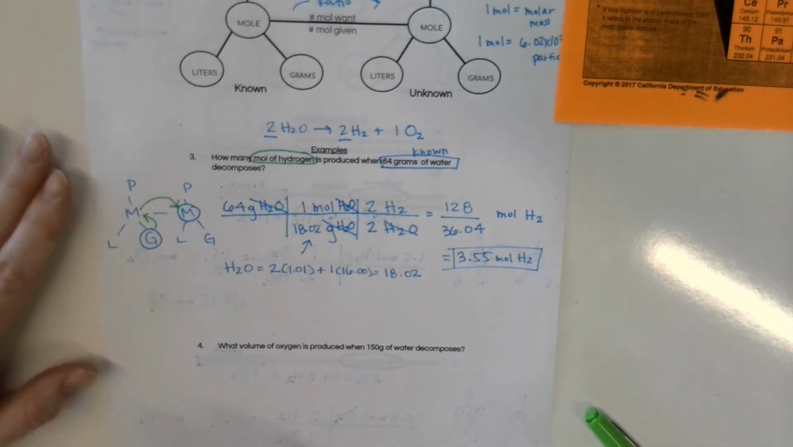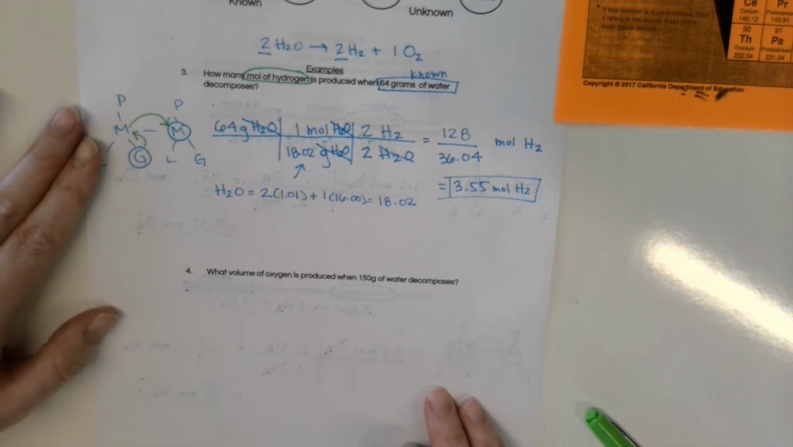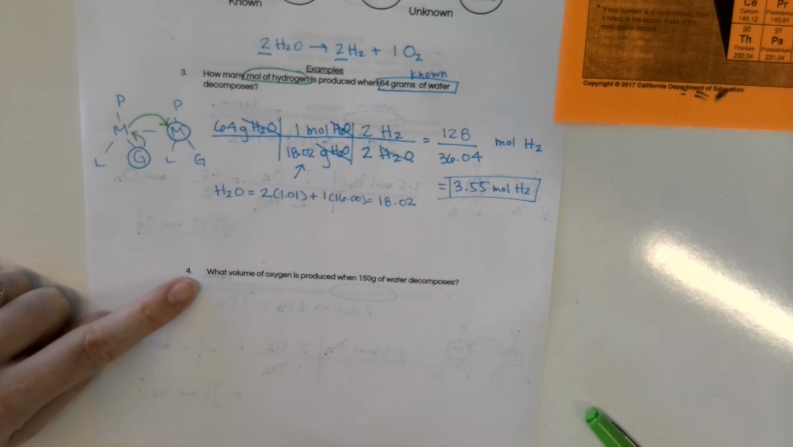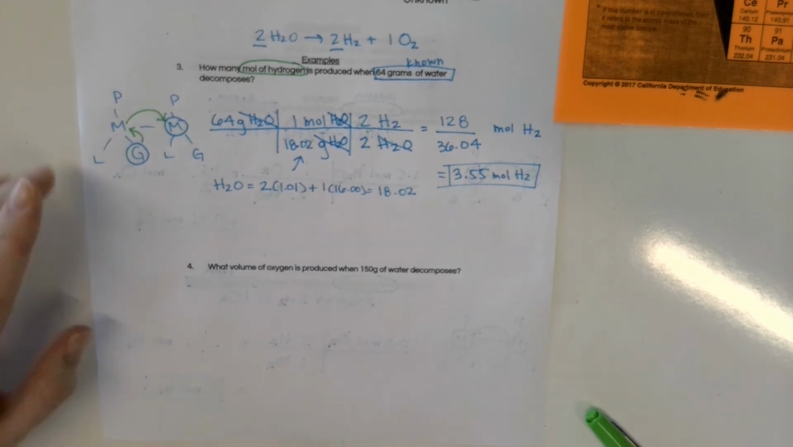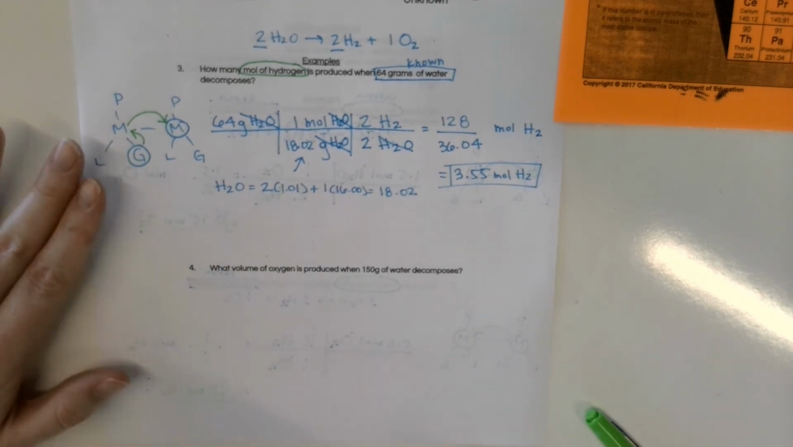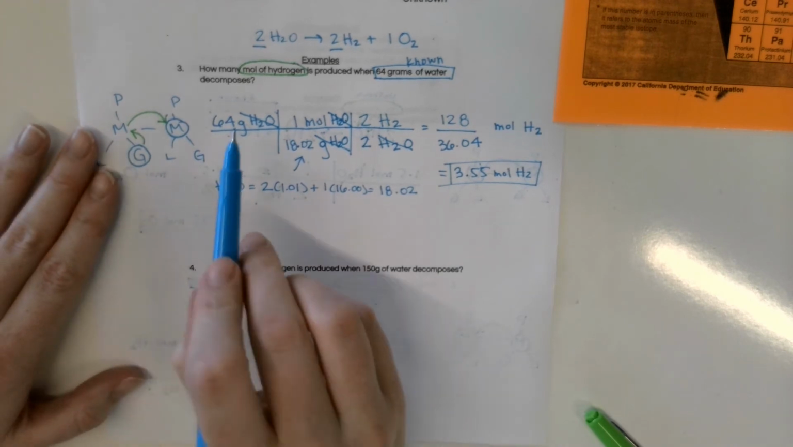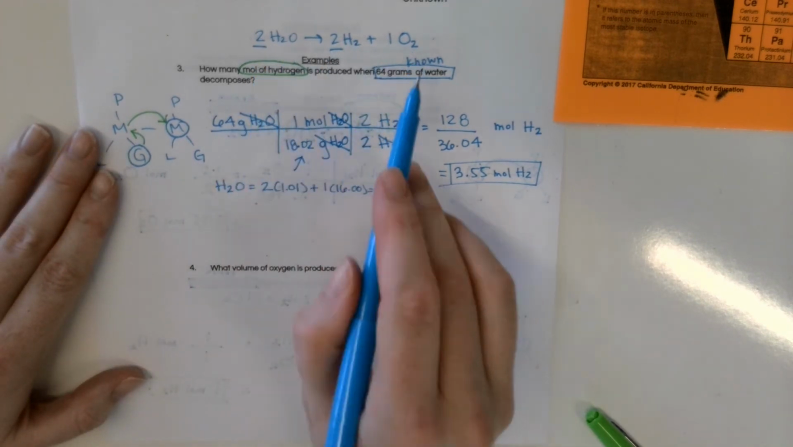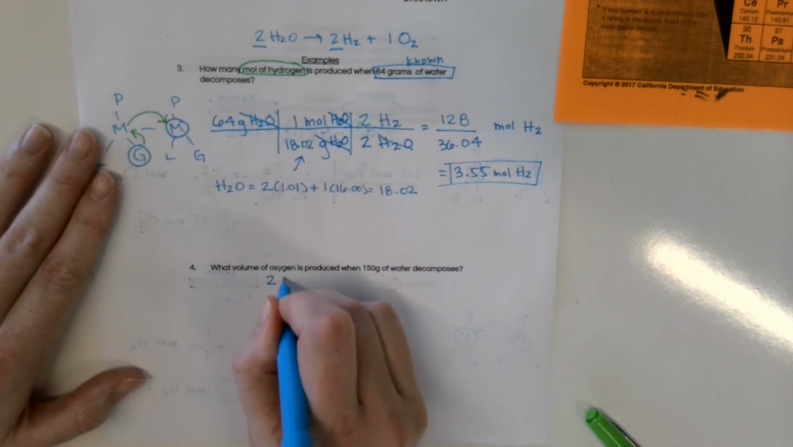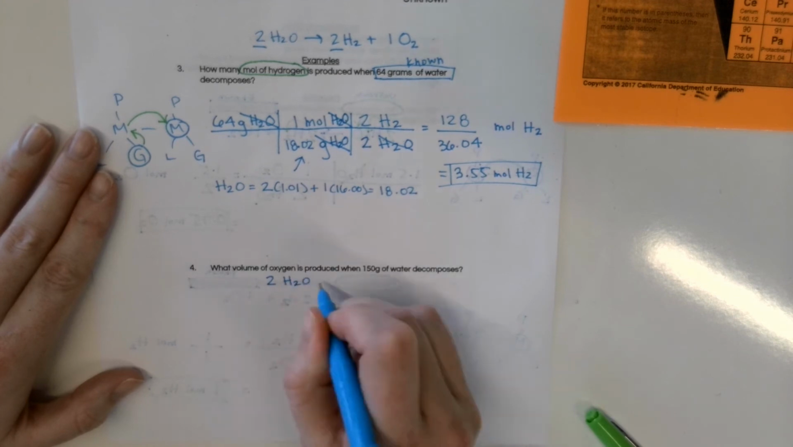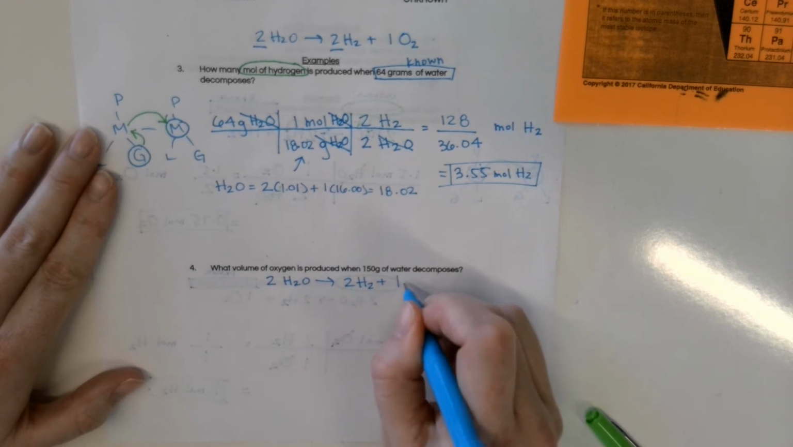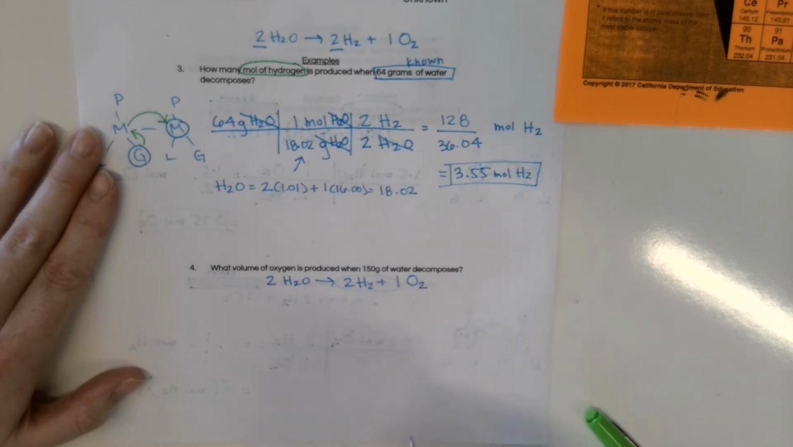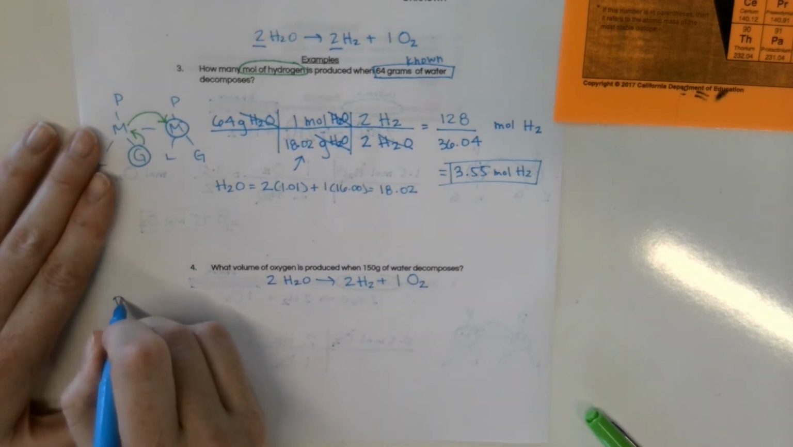Last problem for us. What volume of oxygen is produced when 150 grams of water decomposes? So again, first step is always a balanced chemical equation. We're going to use the same one we used before. I'm just going to jot it down here. Okay, draw my map out to the side.